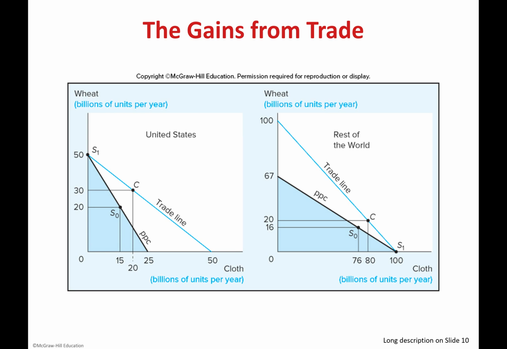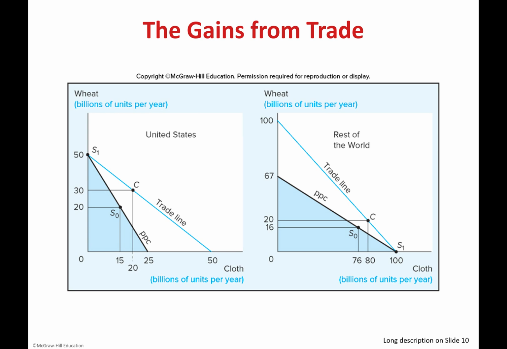In other words, we couldn't have got to that point by ourselves. We only got to that point by trading with someone else with a different opportunity cost to us. Now, in the rest of the world, they're going to trade their 20 units of cloth for 20 units of wheat. So they're specializing in cloth, though, so that's all they're producing. But they're going to end up at point C. Notice point C, once again, is outside the PPC for the rest of the world.